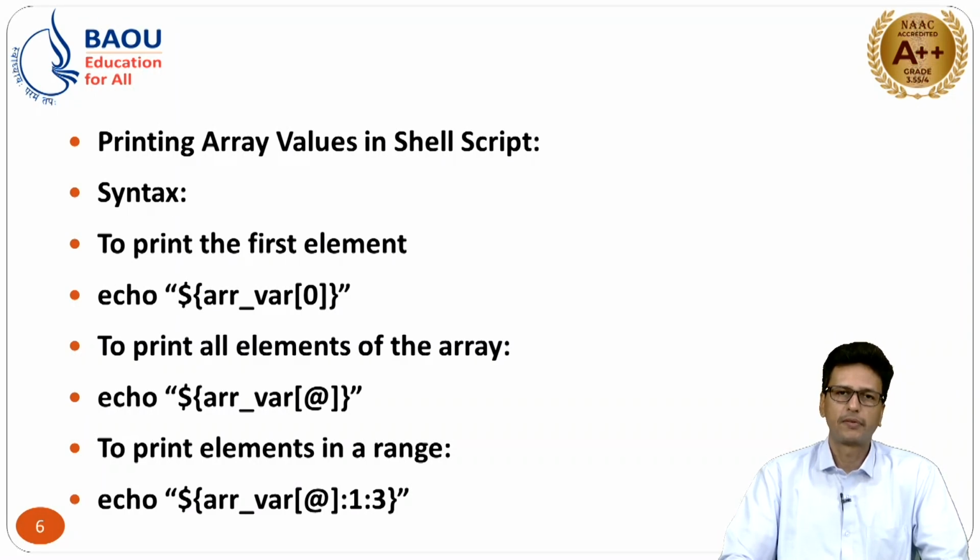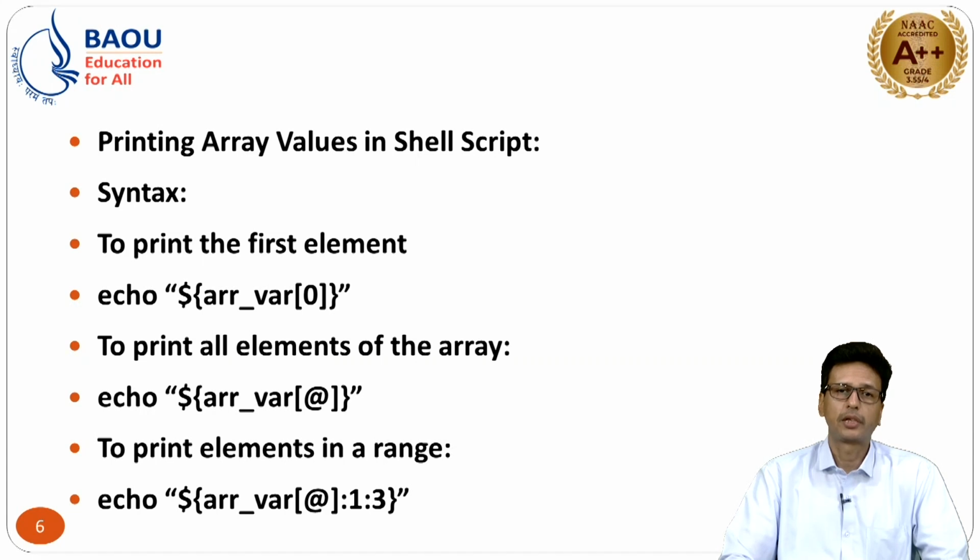So there are multiple ways. Say for example you want to print the first element, that is the 0th index value. In that case you can use echo, obviously echo can be used to print something. Then after, in double quotation you are using $ sign. So $ sign represents the value of that particular variable. So here we are using the dollar.